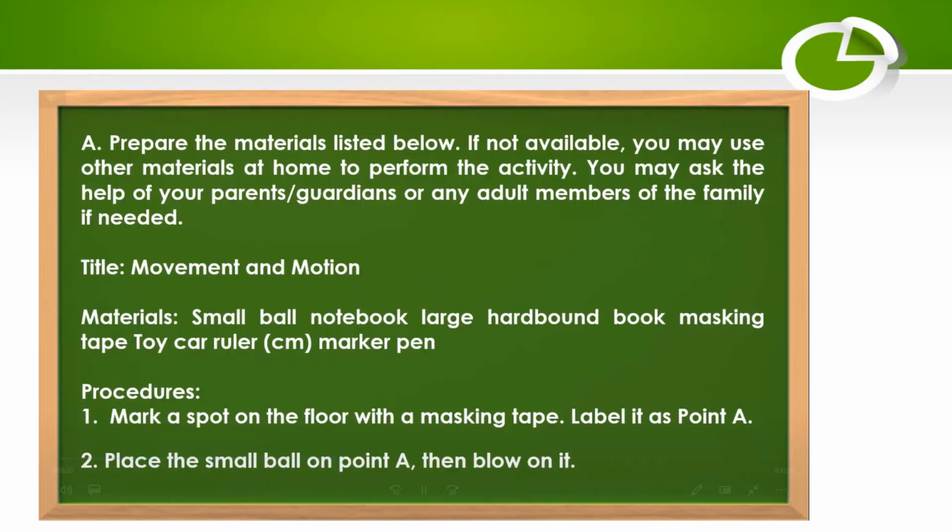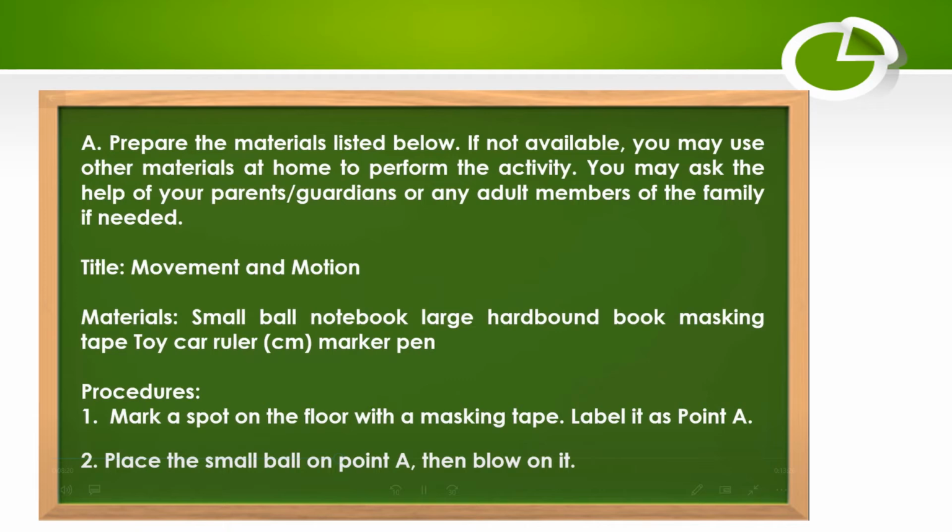So you're going to prepare the materials listed below. So the title of our activity is about movement and motion. So these are the materials: small book, small ball, notebook, large hardbound book, masking tape, toy car, and ruler with centimeter markings, and marking pen. So the first procedure is mark a spot on the floor with a masking tape. Label it as point A.